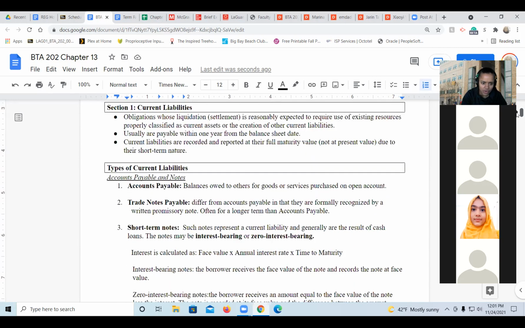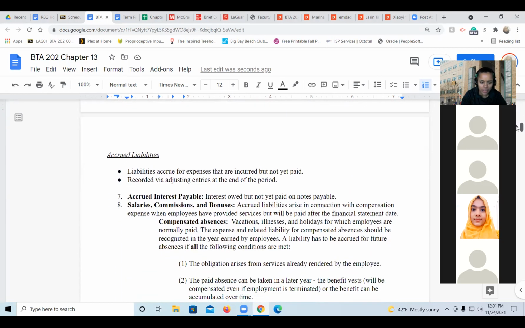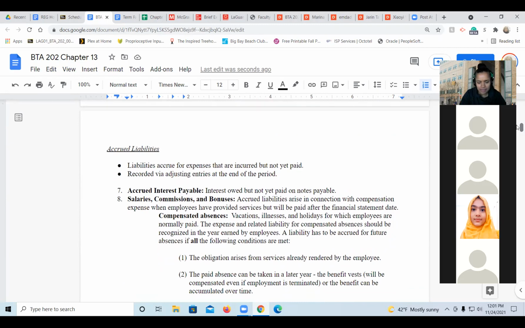So these were all examples of accounts payable and notes that are current liabilities. Okay, and then we come to some accrued liabilities. Some of them we've actually already done, but I'll go through it. Accrued liabilities are liabilities that we accrue, meaning we actually record in the financial statements that we owe them for expenses that have been incurred. So the expenses have happened, but they haven't yet been paid. So there's some type of expense and then a liability against it.